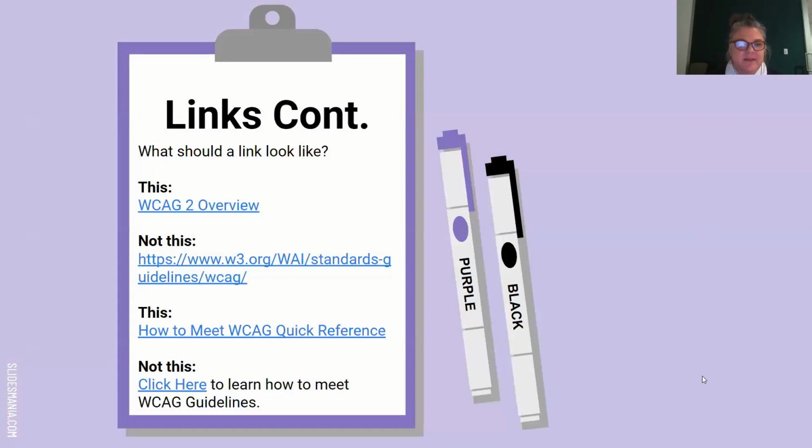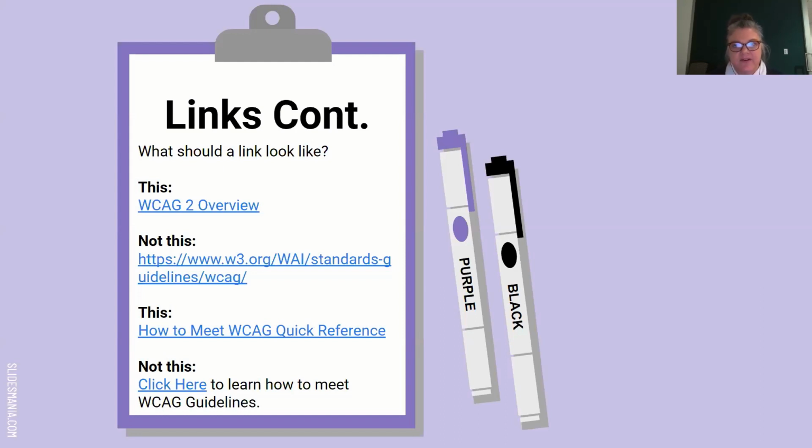So here are some examples of what links should look like. And we've used the this, not that format. So for example, the first example has the WCAG2 overview, and below it, it says not this, and it has the URL.